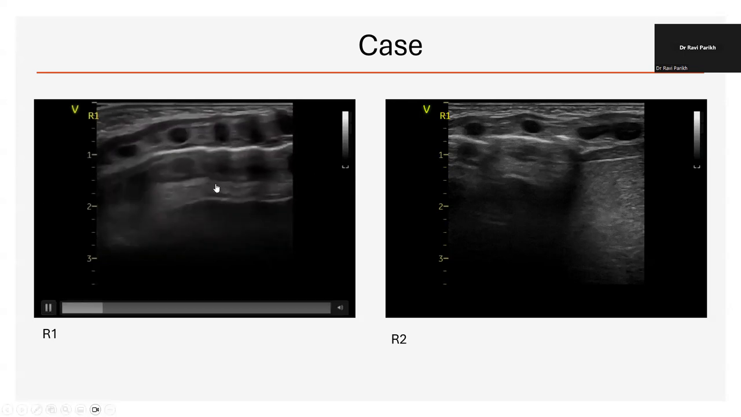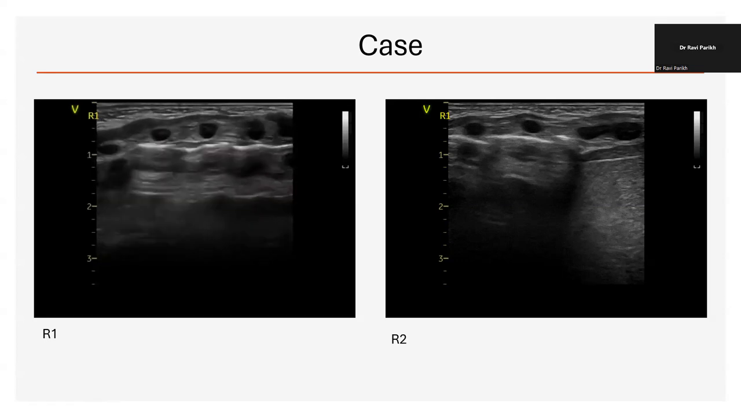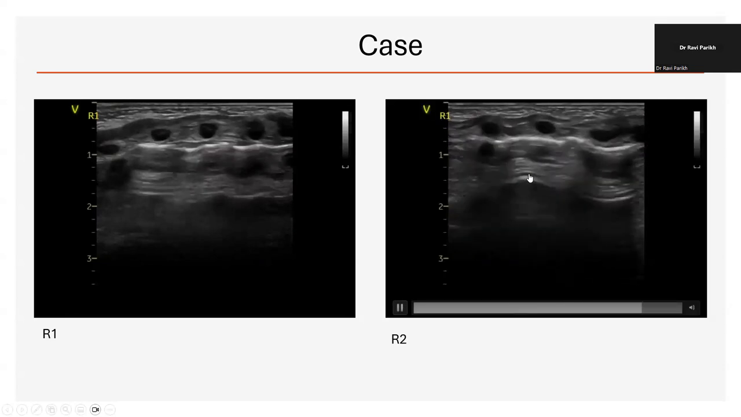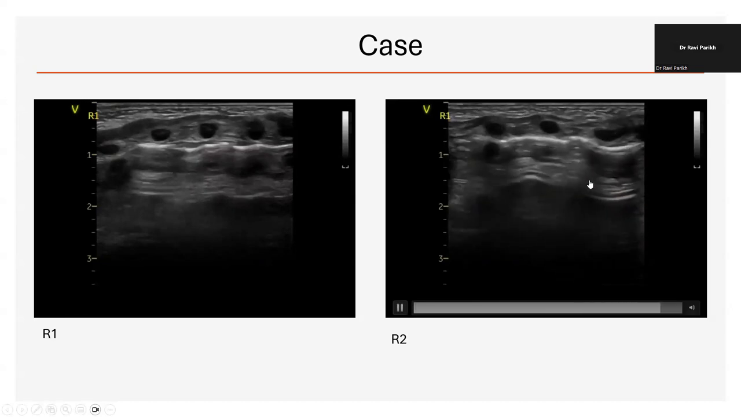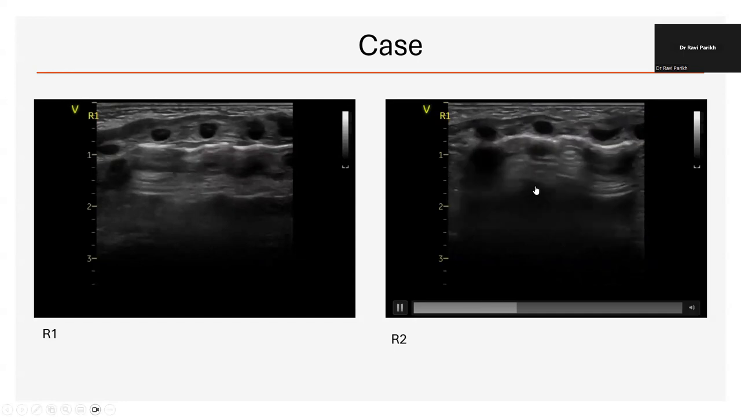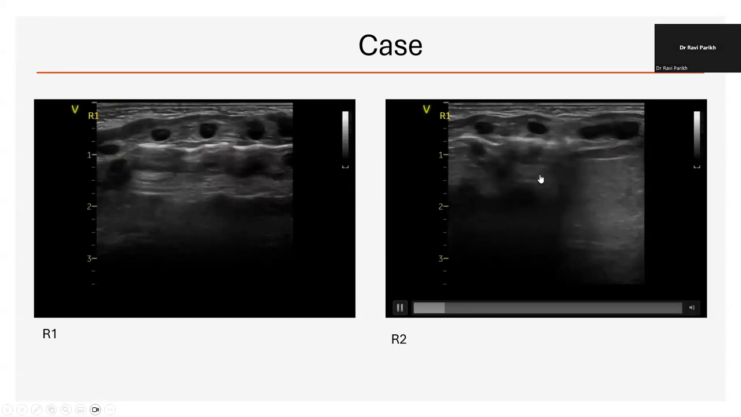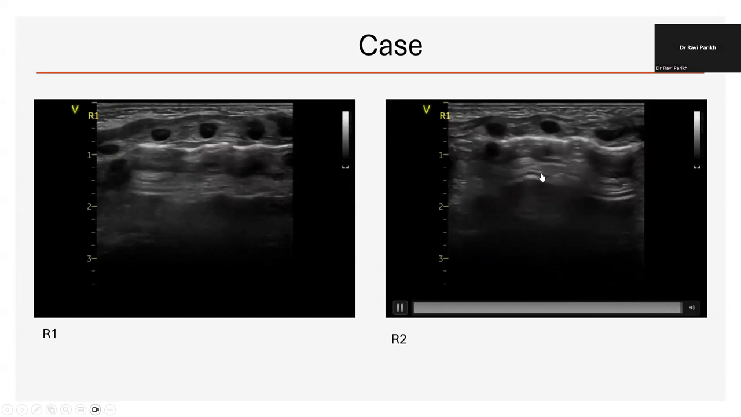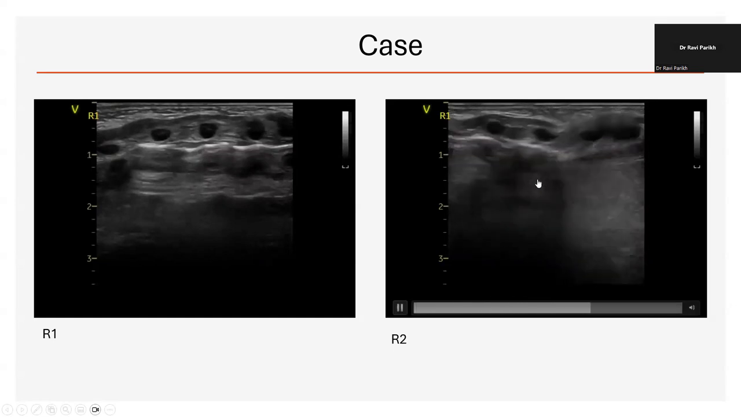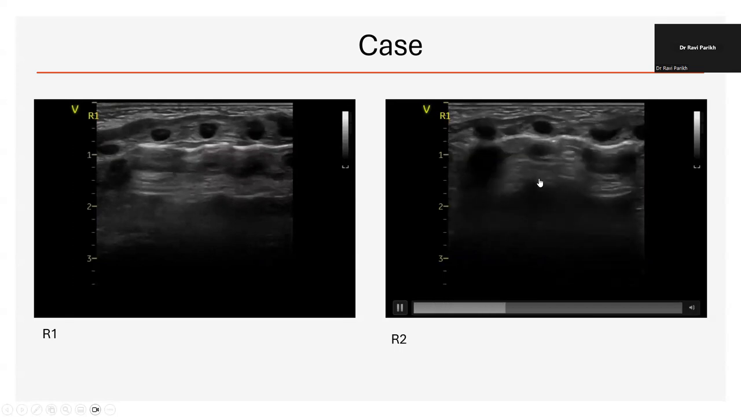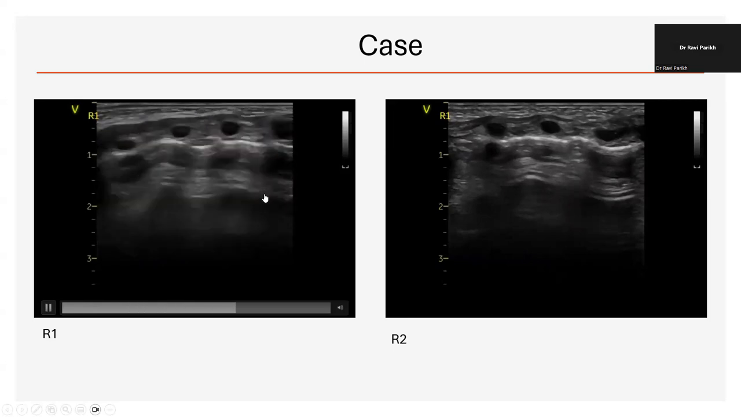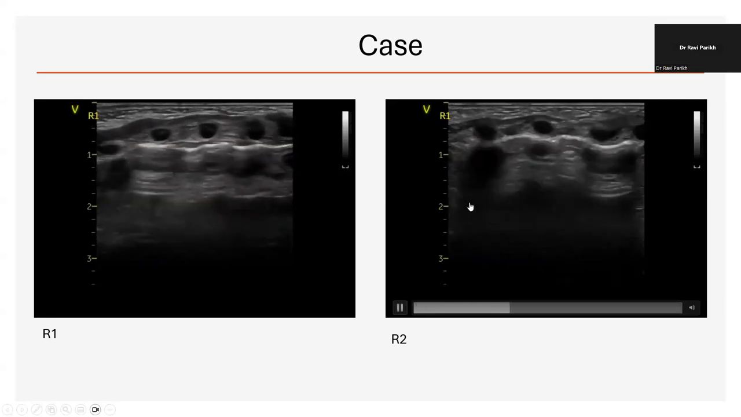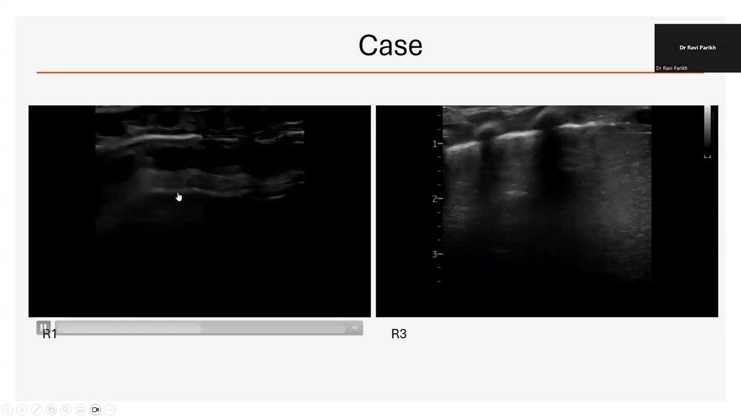Okay. Satish, do we have the M mode on this? Yeah. Okay. We do. I'll show it to you. This is R2. Okay. What do we think? There's truck sign. Yeah. I'm not convinced that there is pleural sliding. Okay. That's why I would like to confirm with the M mode to be certain. Okay, we can do that. So we'll confirm with the M mode. We'll show you a few more images.